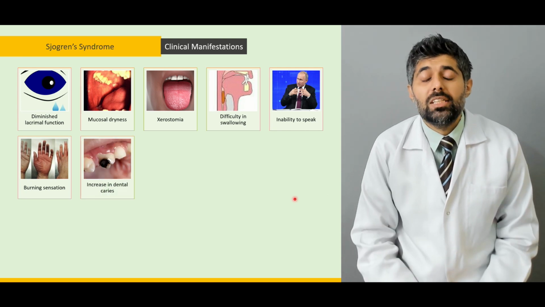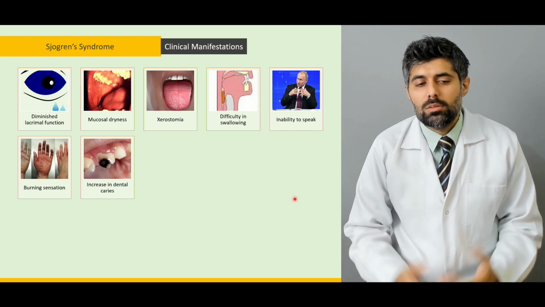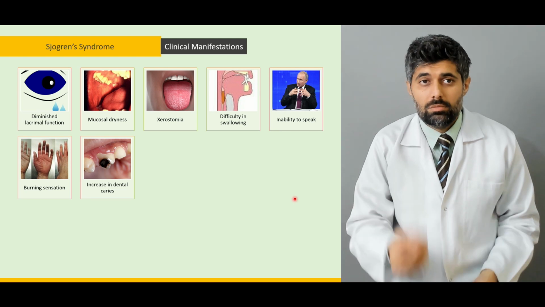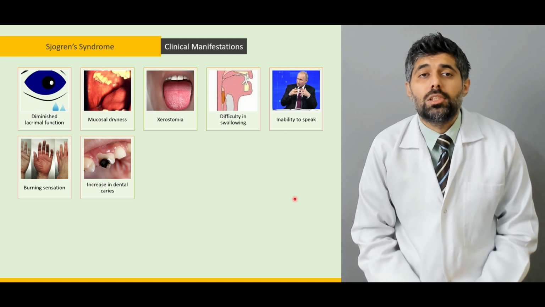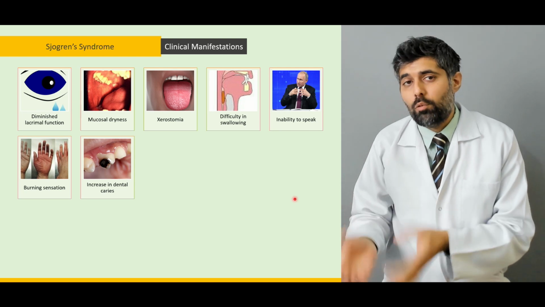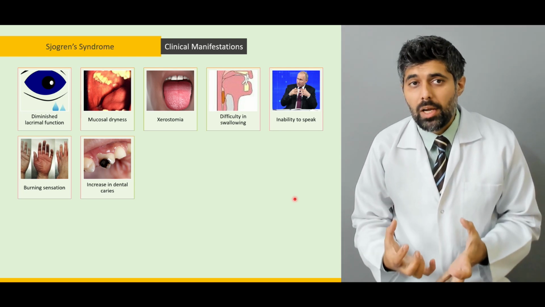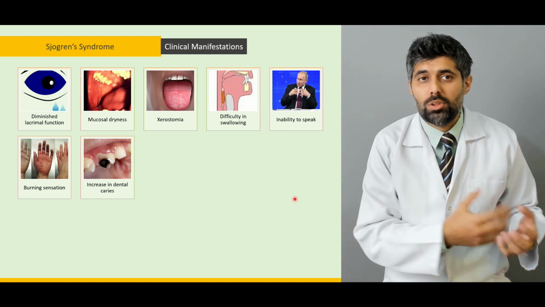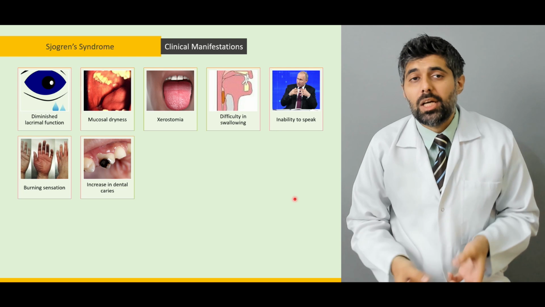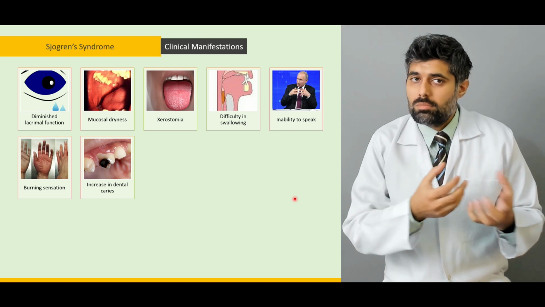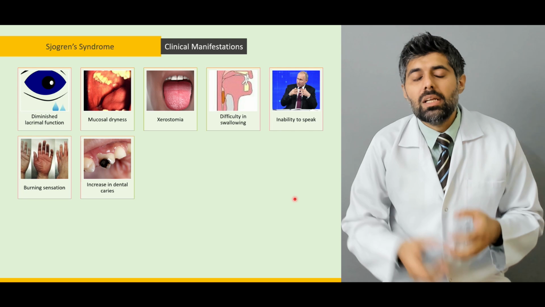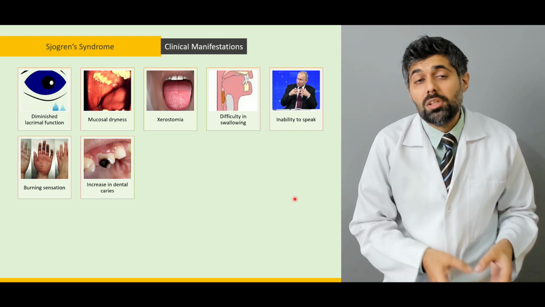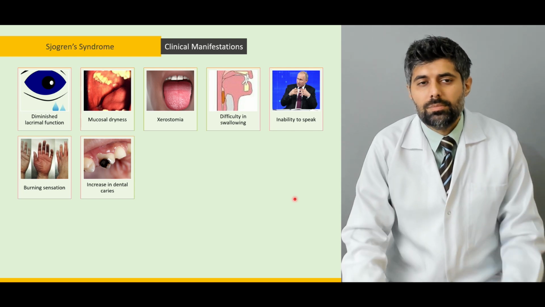Next, we have an increase in dental caries. So an increase in dental caries or infections inside the teeth is a direct result of the dryness of the mouth, because the mouth is now dry. It is more prone to bacterial growth, and because these bacteria are usually opportunistic, they sometimes can form caries and infect both the teeth and the gums.